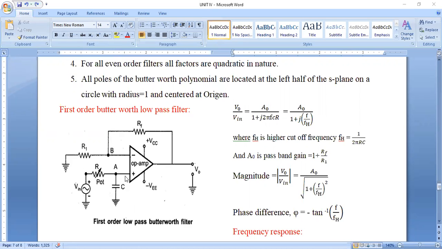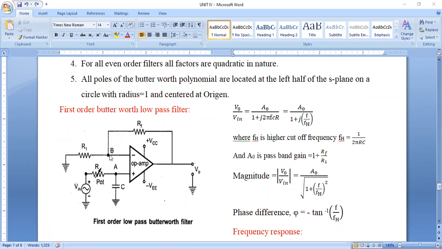Input voltage, I am restating again, listen very carefully: input voltage is applied to the non-inverting terminal, which is filtered with respect to this particular RC passive element. That means the input voltage applied to the non-inverting terminal is filtered with respect to the RC passive element structure. The remaining elements are all active elements. That means the active circuit is combined with the passive circuit.